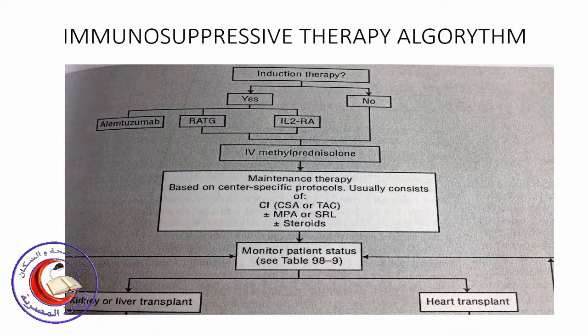For induction, intravenous methylprednisolone is usually used, because for induction we need an intense immunosuppression regimen, because this is the time when the risk of acute rejection is highest. So induction immunosuppression is very intense and short, given for a short period, peri-transplant. We cannot give it for a long period because it will harm the host.